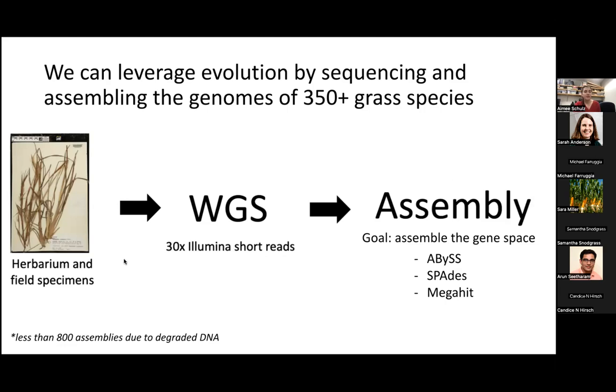So what I've done over the past year and a half or so is we've taken these herbarium and field specimens. We've gotten 30x Illumina short reads for whole genome sequencing. And then I've worked to assemble these genomes. And the goal, since they're short reads, is to just assemble the gene space. We're not really going to be covering these intergenic regions. And in the lab, we tried 3 different approaches. And the one that we ended up going with was this MEGAHIT metagenomics assembler.